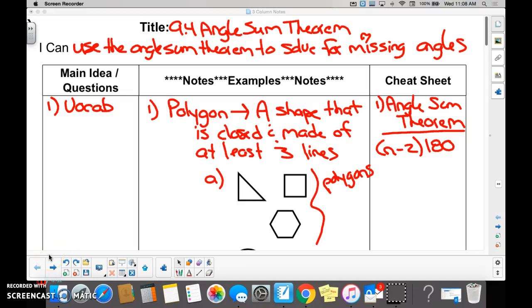9.4 Angle Sum Theorem. I can use Angle Sum Theorem to solve for missing angles.